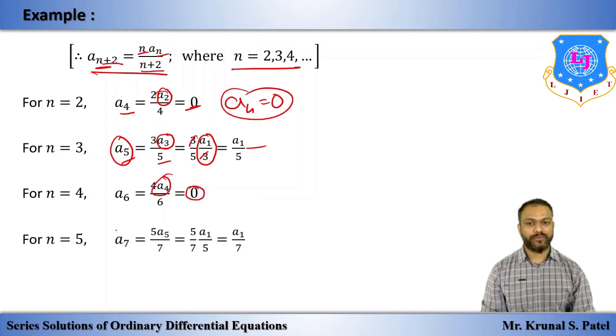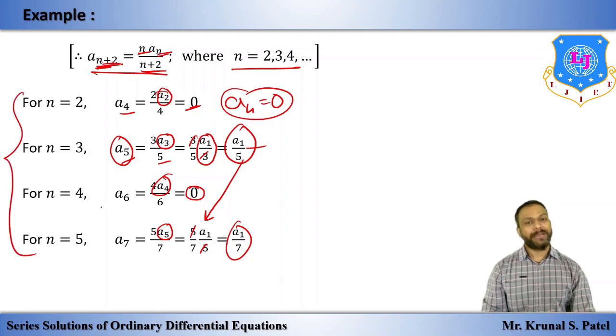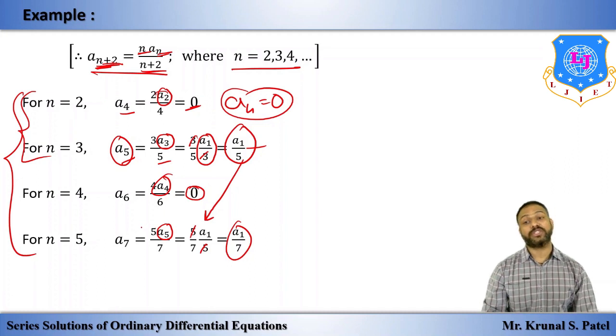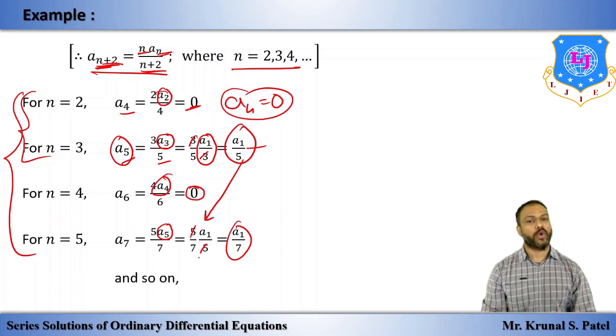Now we will put n equal to 5. So 5 plus 2 is 7. This is 5 a5, and 5 plus 2 is 7. Now the value of a5 is a1 by 5, so we put that here. By cancelling out this 5, we have a1 by 7, and so on. We put only 3 or 4 values, or if we have complication, only 2 values. No need to put each and every value, because n runs from 2, 3, 4 up to infinity. That's why we write down so on.